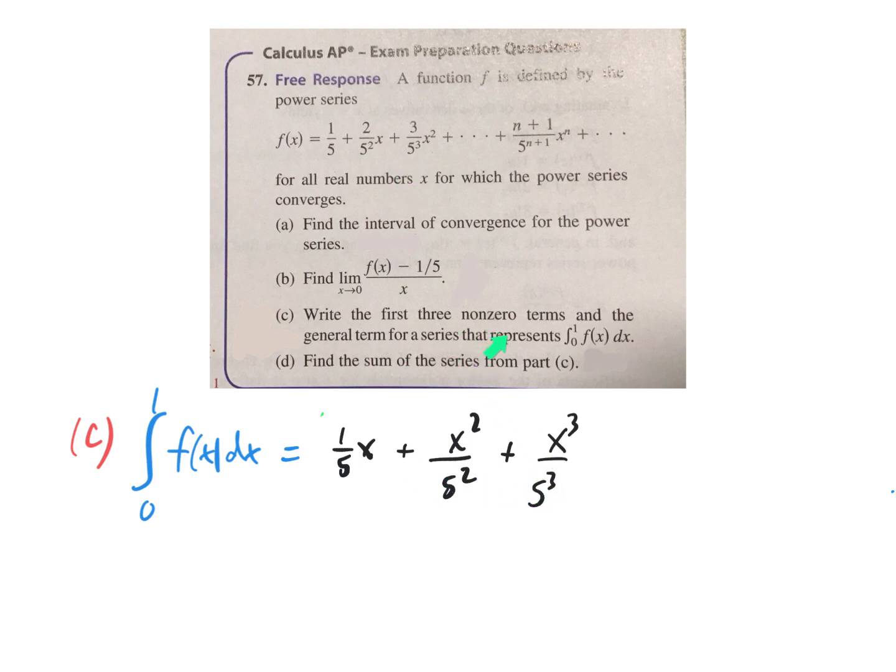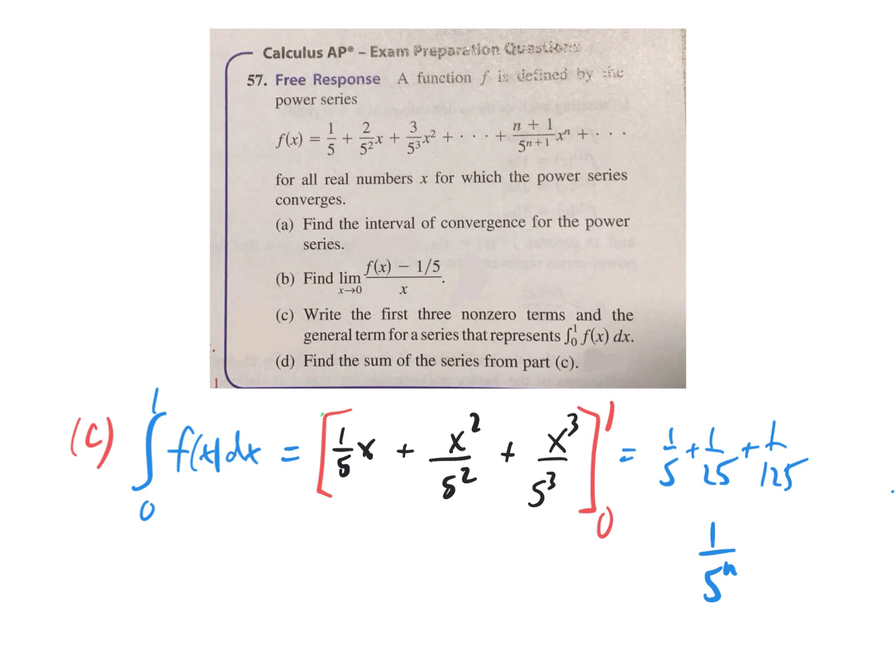non-zero terms. So we've got non-zero terms, and using the fundamental theorem of calculus, we're evaluating this from 0 to 1. So when we put a 1 in there, we get these three terms, minus, when we put a 0 in there, we get 0. So these are the first three non-zero terms they asked for, and a general form for the nth term would be 1 over 5 to the n.